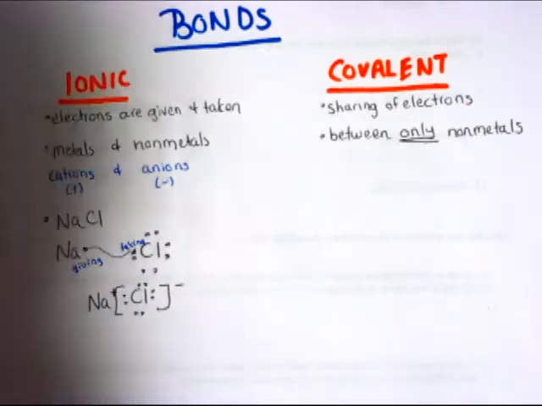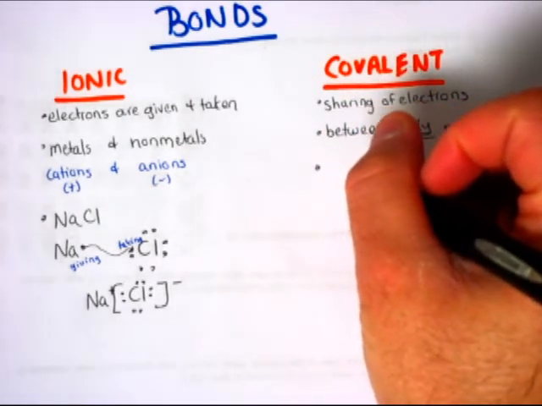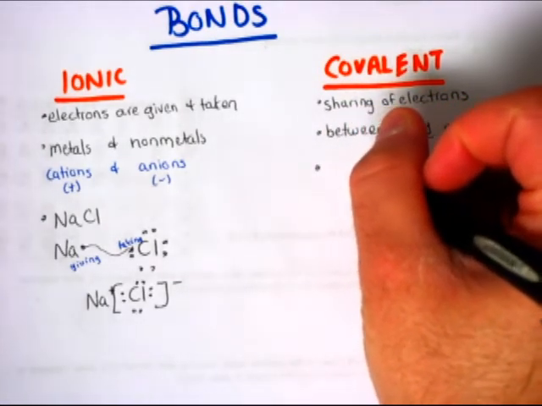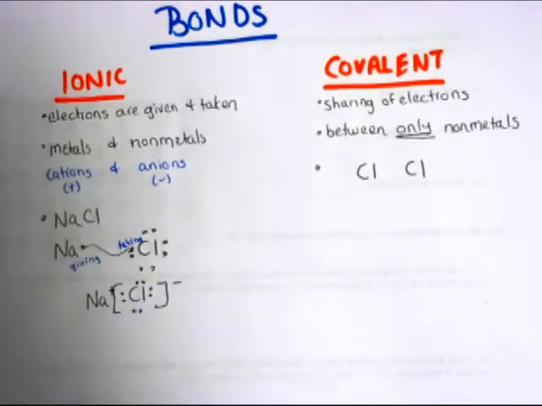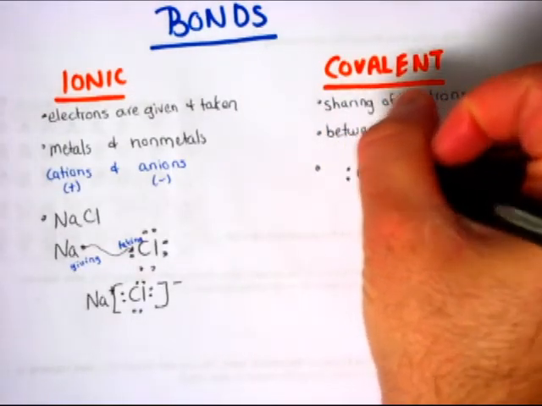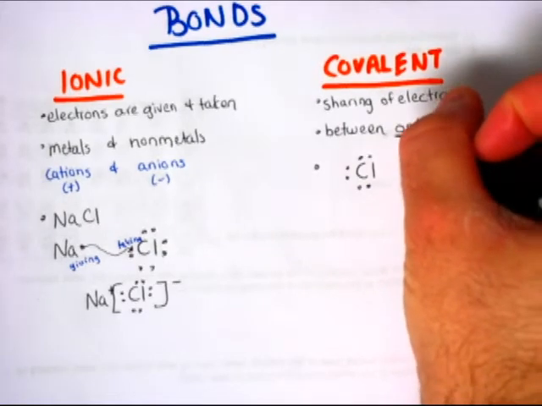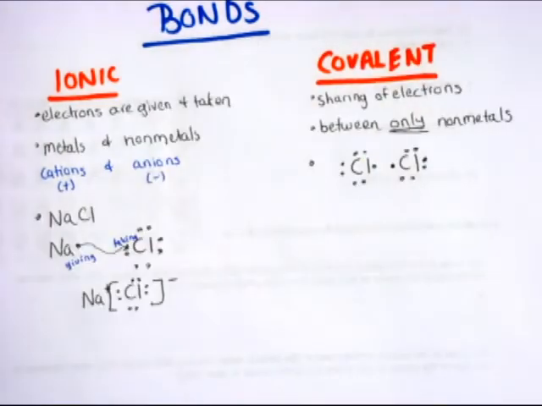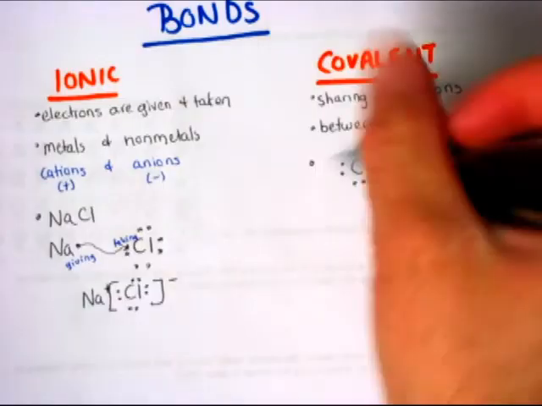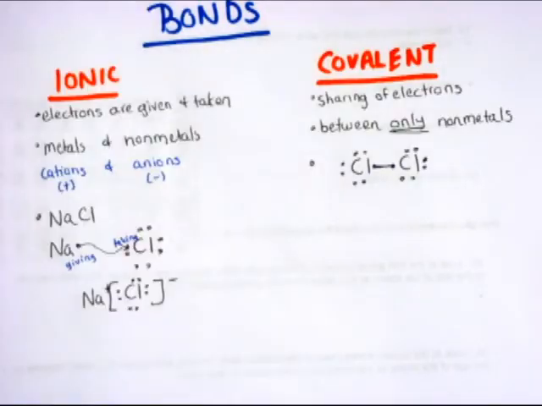Let me show you an example of a covalent bond. I'll show you how this works. This is a pretty simple one. Chlorine gas. How many valence electrons does each chlorine have? 7. Is this drawing correct? Does each chlorine have 7 around it? Here's the covalent bond. Did we all catch that?